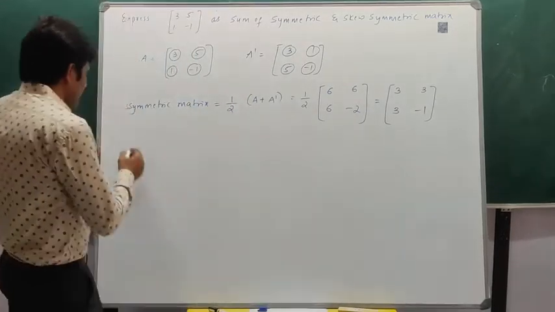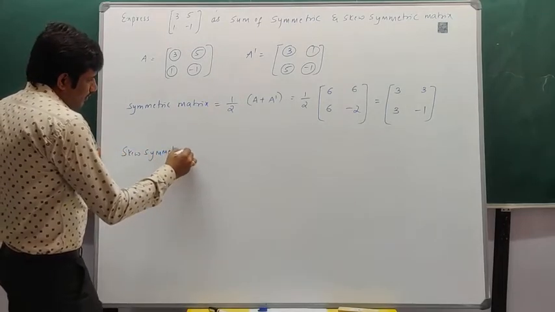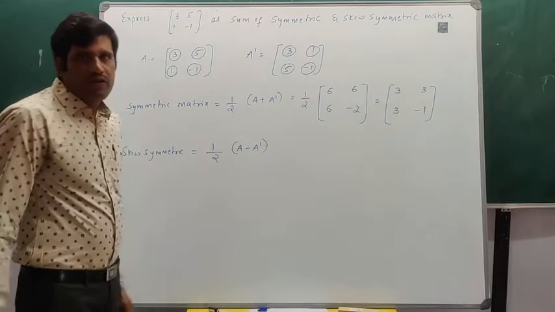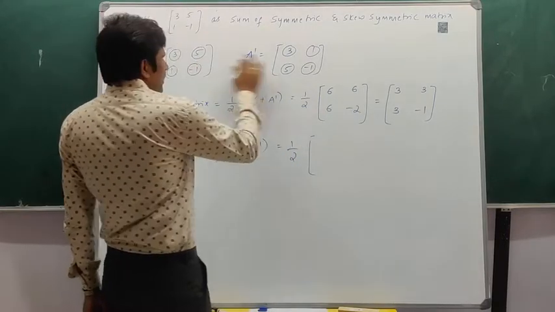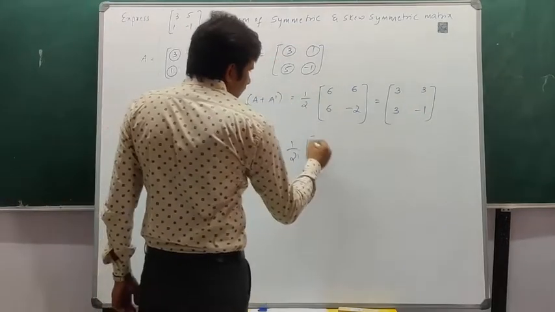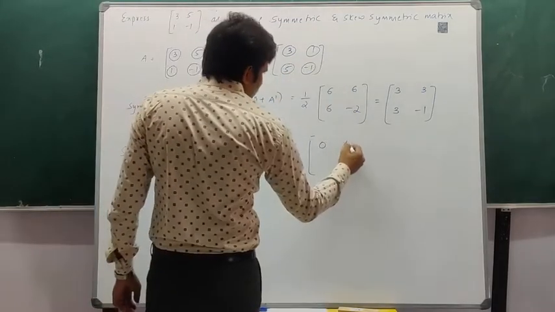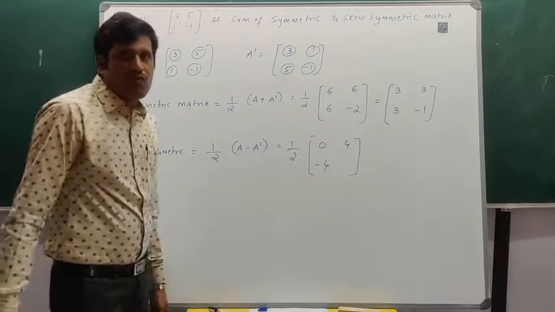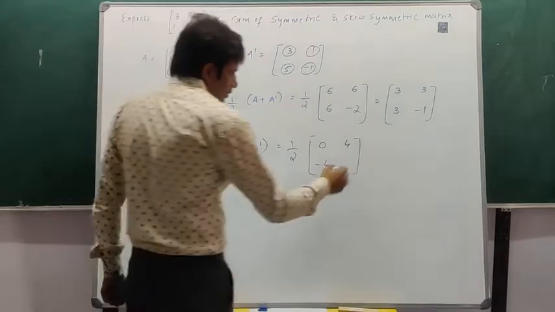Next, the skew symmetric part. That is half into bracket A minus A transpose. Now this is matrix A, this is A transpose. Now subtract. 3 minus 3 is 0, 3 minus 3 is 0, 5 minus 1 is 4, 1 minus 5 is -4. Next, -1 minus of -1, that is -1 plus 1, which is 0.